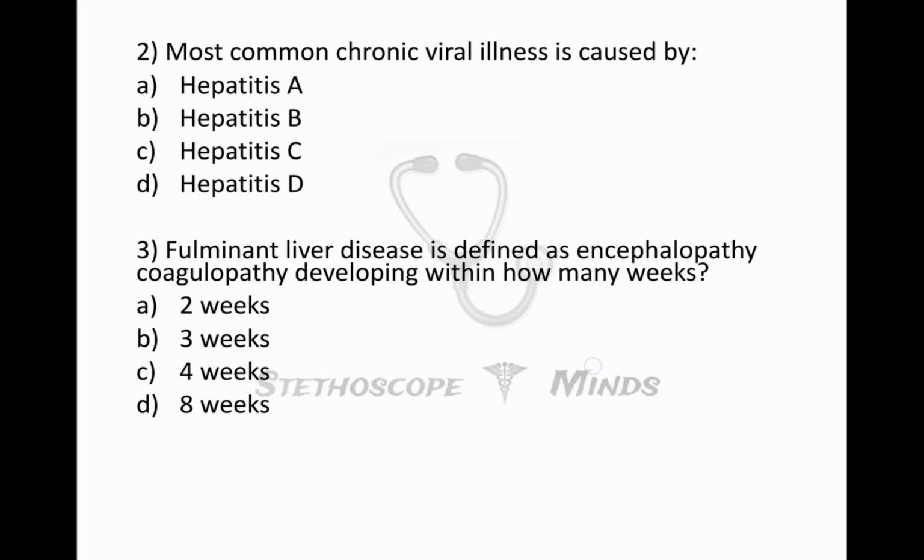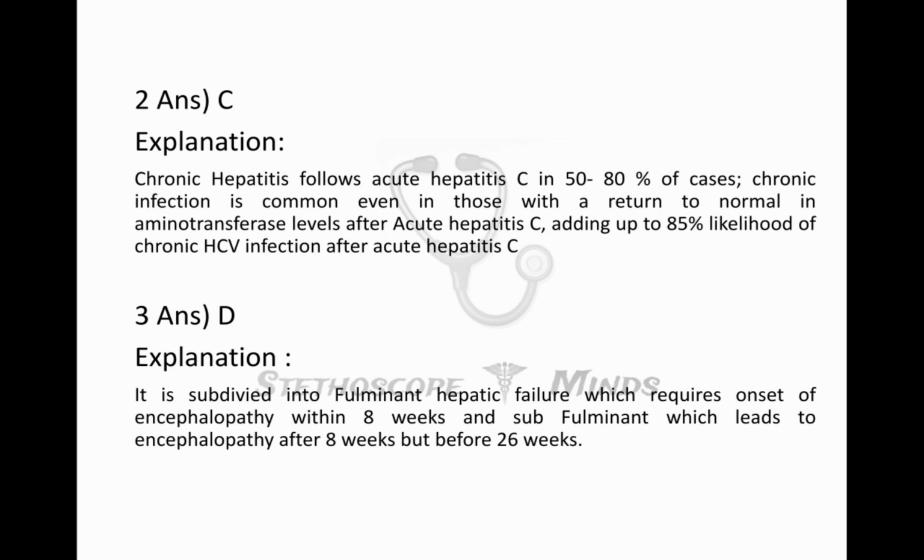For the second one, the answer is C, which is hepatitis C. Check the explanation. Chronic hepatitis follows acute hepatitis C in 50 to 80% of cases. Chronic infection is common even in those with normal aminotransferase levels after acute hepatitis C, adding up to 85% likelihood of chronic HCV infection after acute hepatitis C. It is saying about that end stage liver disease, which, as we know, for hepatitis C is 80% affected, right?